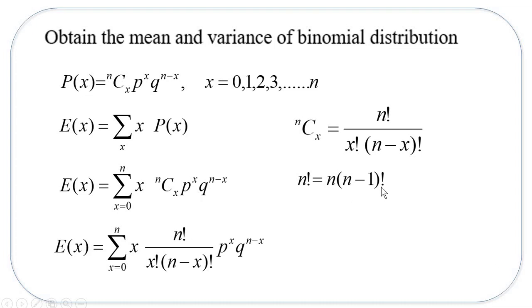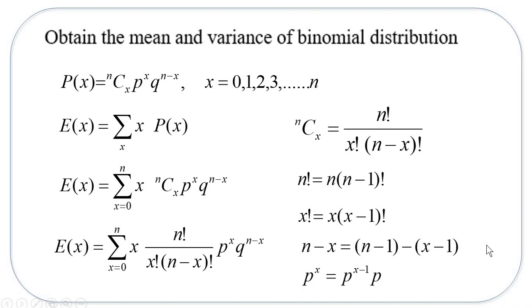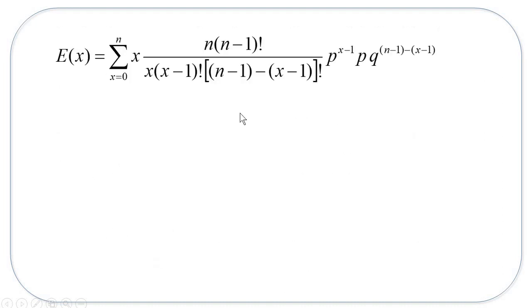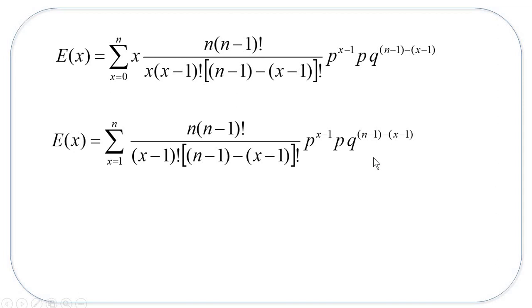Take n factorial as n into n minus 1 factorial, x factorial as x into x minus 1 factorial, n minus x can be written as n minus 1 minus x minus 1, p raised to x can be written as p raised to x minus 1 into p. Now substitute all these expressions inside the summation. Okay, you will be left with this equation. Now cancel this x over here and x over here. So you will be left with this equation.